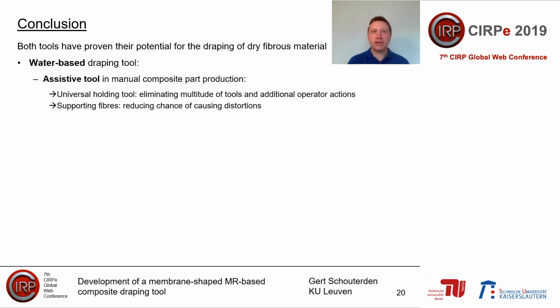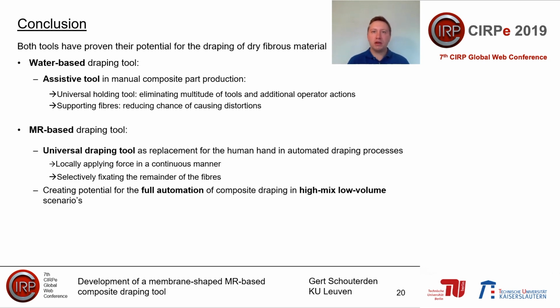In the case of the water-based tool, this is an assistive tool for the manual draping process, where it will serve as a universal holding tool and support the fibers, reducing the chance of causing distortions. In the case of the MR-based tool, we've potentially found a replacement for the human hand as a force applicator in the draping processes, thus creating some opportunities for the full automation of these processes even in these difficult high mix low volume scenarios. Additionally, there's still a large room for improvement.